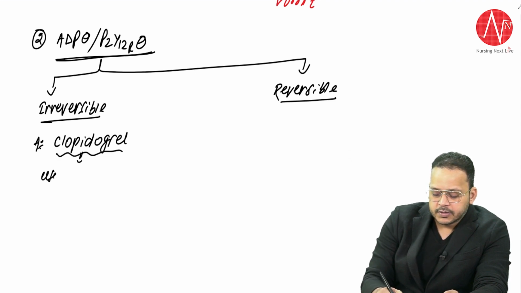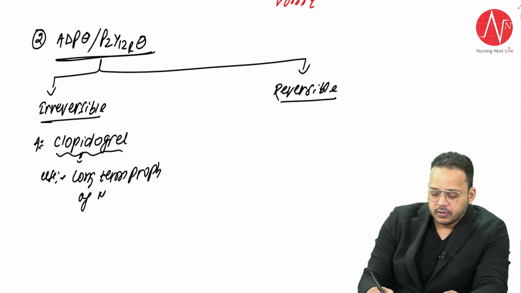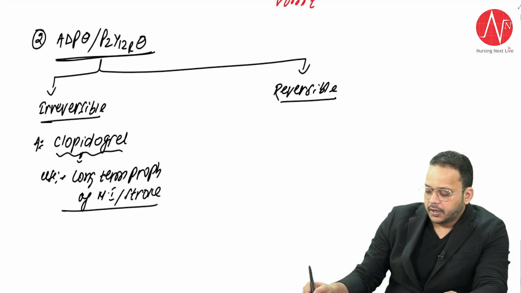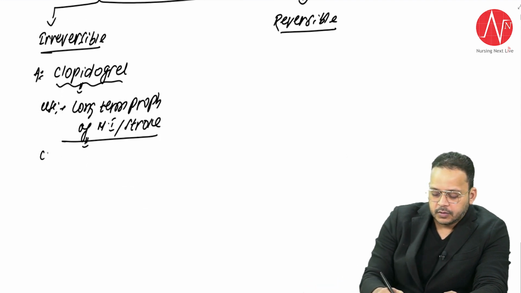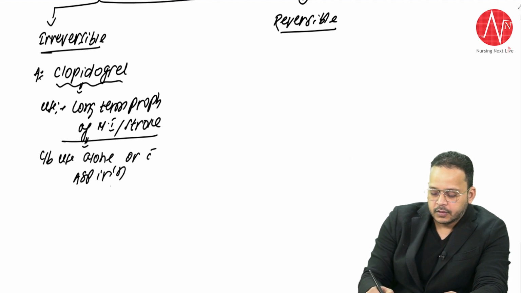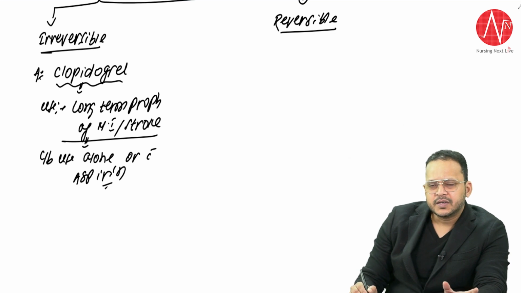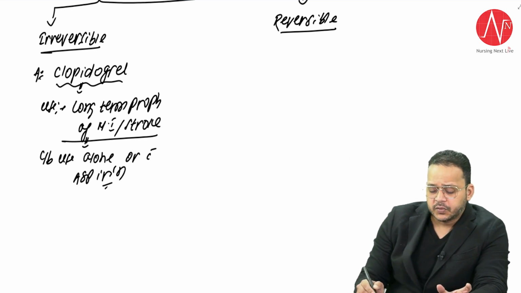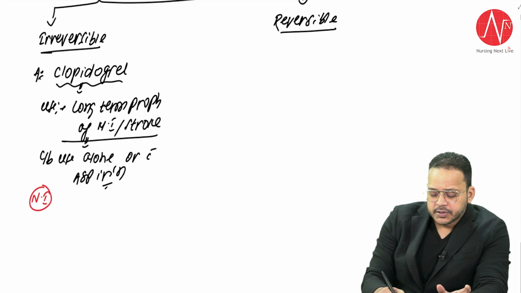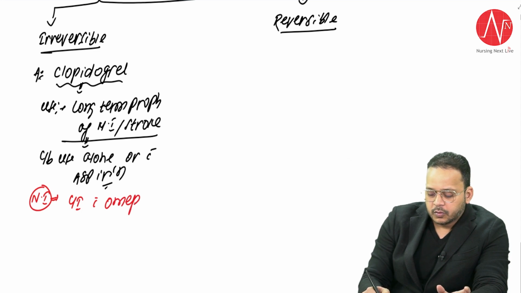And clopidogrel, guys, is used for long-term prophylaxis of MI or stroke. And for that, it can be used alone or with aspirin. So you can use it alone or with aspirin. There is no problem with that if dual antiplatelet therapy is required. An important nursing implication, remember, it is contraindicated with omeprazole.